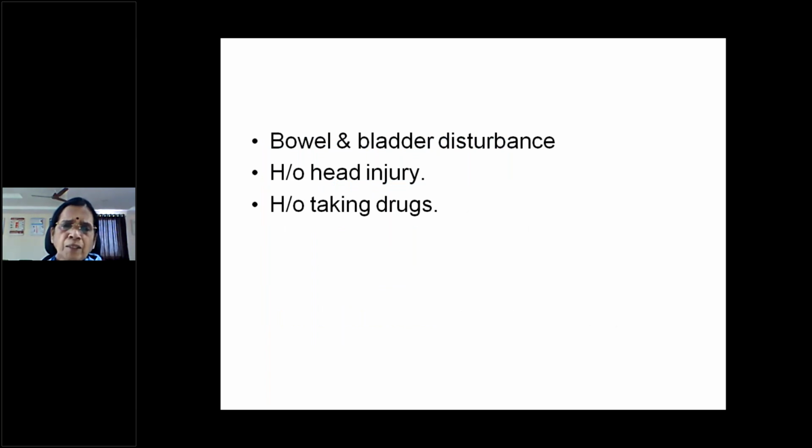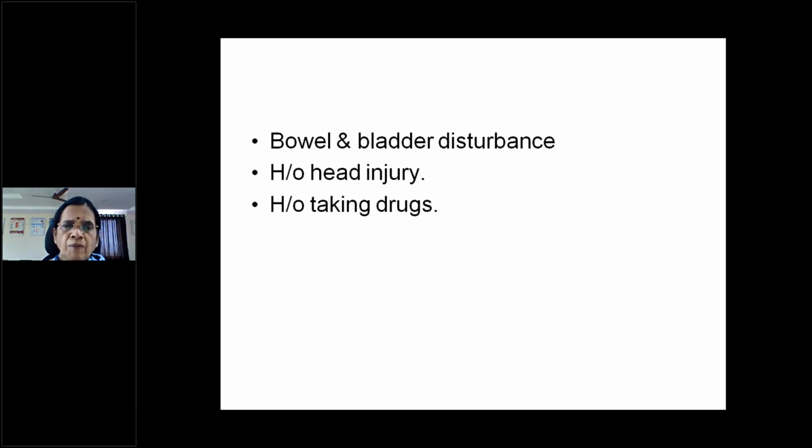And the next important thing, bowel and bladder disturbance. This can occur when there is bilateral cortical disease, or when the patient has major involvement of the hemispheres with cerebral edema or infection, or when there is pathology at the spinal cord level where the sympathetic or parasympathetic pathways are affected. Then they can have bowel or bladder involvement, and we can think of autonomic disturbance.